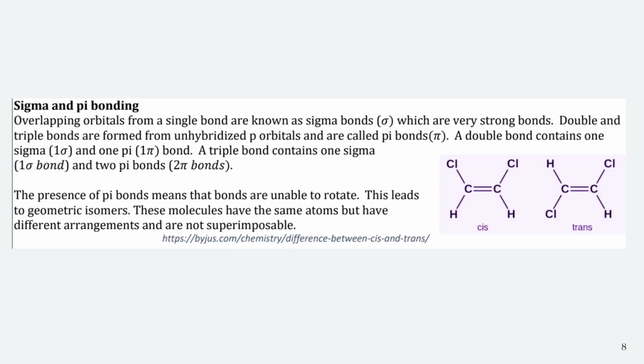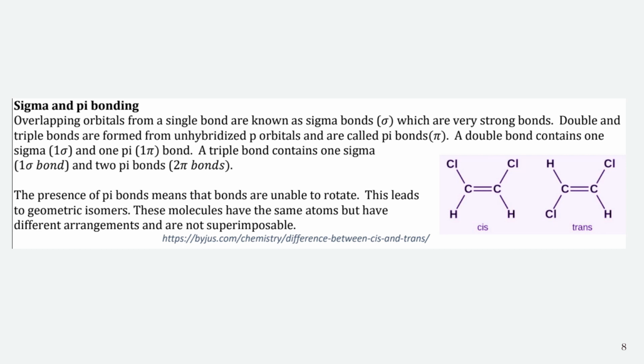Sigma and pi bonding, not that type of sigma. Overlapping orbitals form a single bond, known as a sigma bond, which is a very strong bond. The double and triple bonds are formed from p orbitals and are called pi bonds. A double bond contains 1 sigma and 1 pi bond. The presence of pi bonds means that the bonds are unable to rotate.